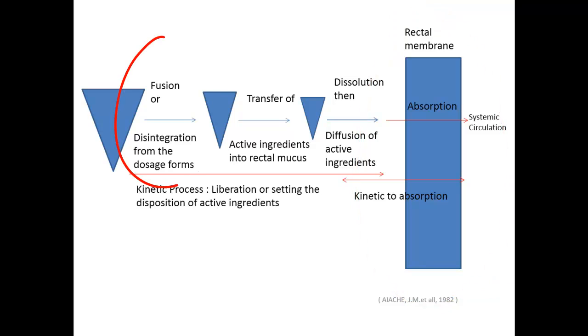The process includes fusion or disintegration from the dosage form. Second step is transfer of active ingredients into the rectal mucus. Third step is dissolution, then diffusion of active ingredients to the rectal membrane to the systemic circulation.